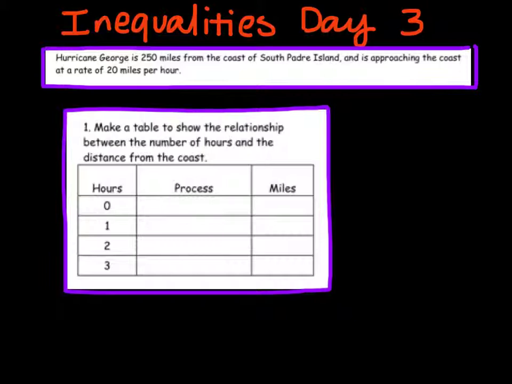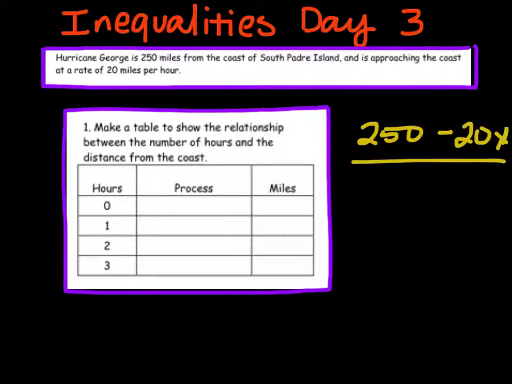So to start with, again, we're going to make a table to represent the relationship between the number of hours that have passed and the distance that hurricane is from the coast. So keep in mind, to start off with, that hurricane is 250 miles away. So initially, it's 250 miles out. The distance, as it's approaching, means the distance is decreasing at a rate of 20 miles per hour. That's my unknown, my x. This would be an expression that I could use to represent the relationship.